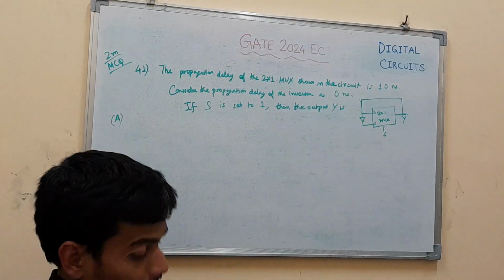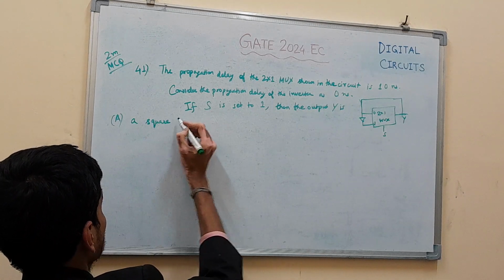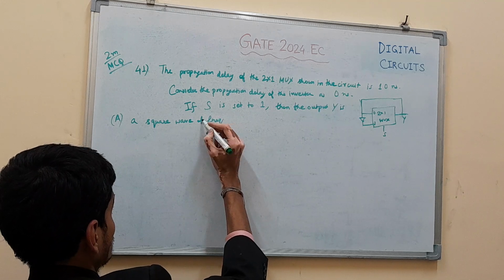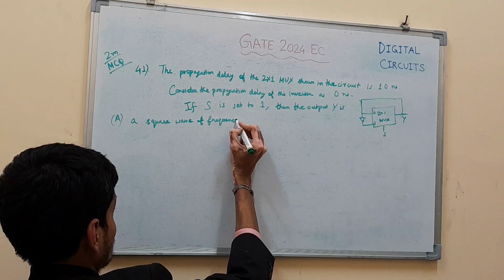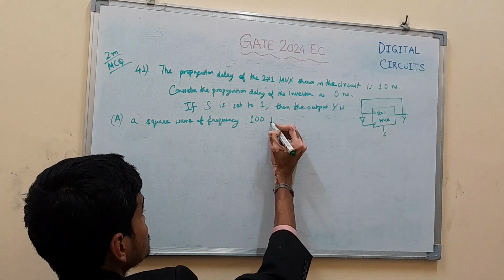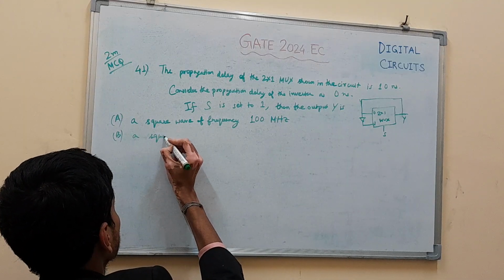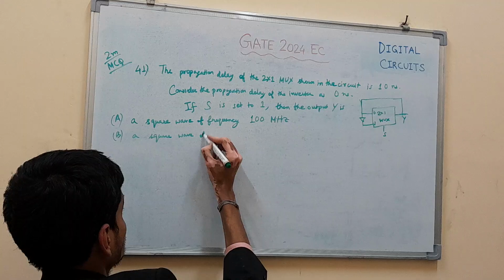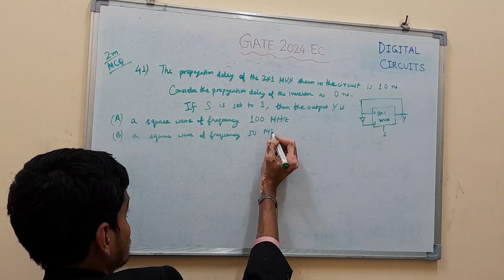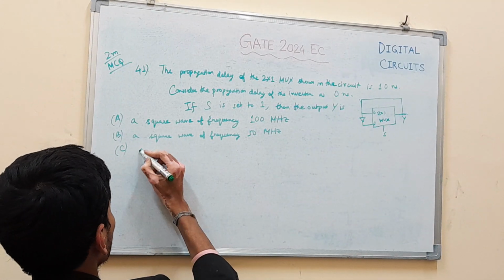Option A, a square wave of frequency megahertz. Option B, a square wave of frequency megahertz. Option C, constant at 0, and option D, constant at 1.